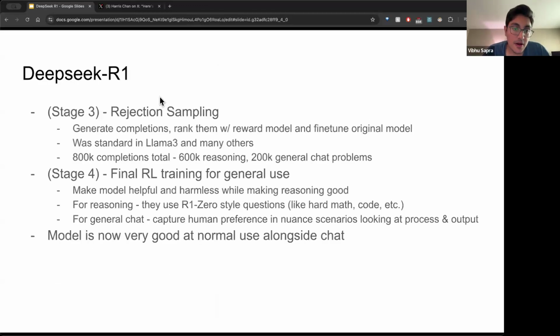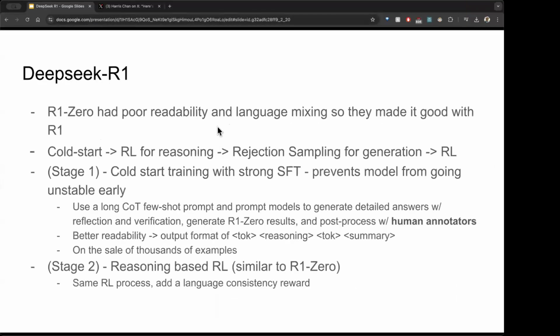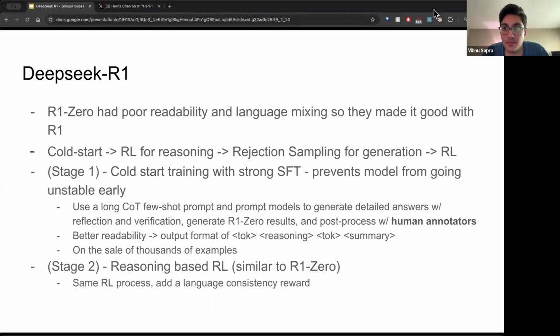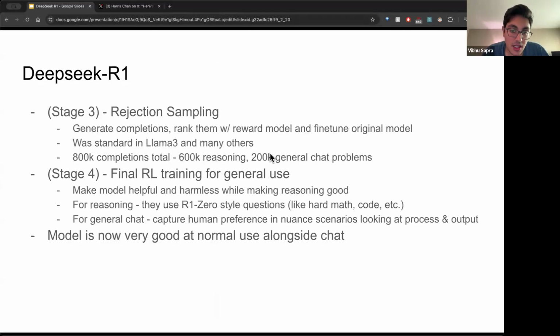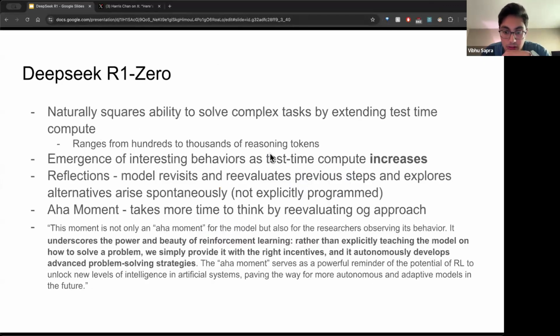On the rejection sampling? Yeah, they share a little bit about the rejection sampling, but when they generate the samples, they had this whole section about... I mean, honestly, the whole paper is very, very vague in all these specifics.